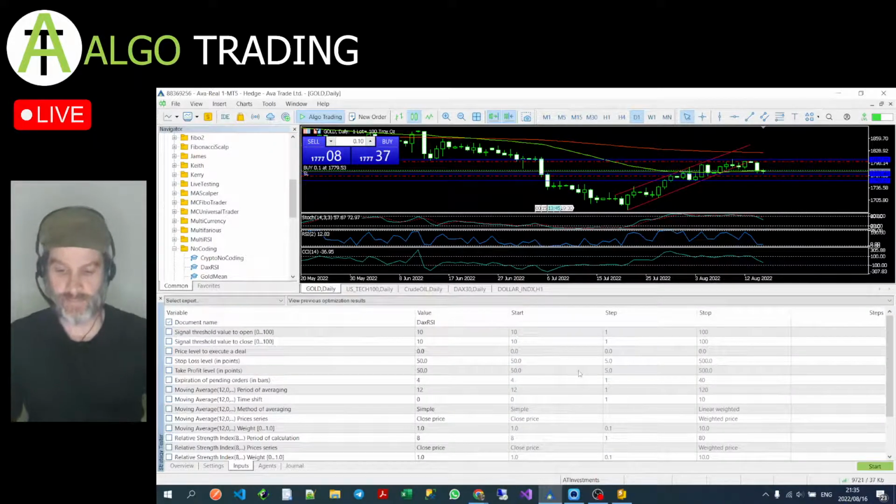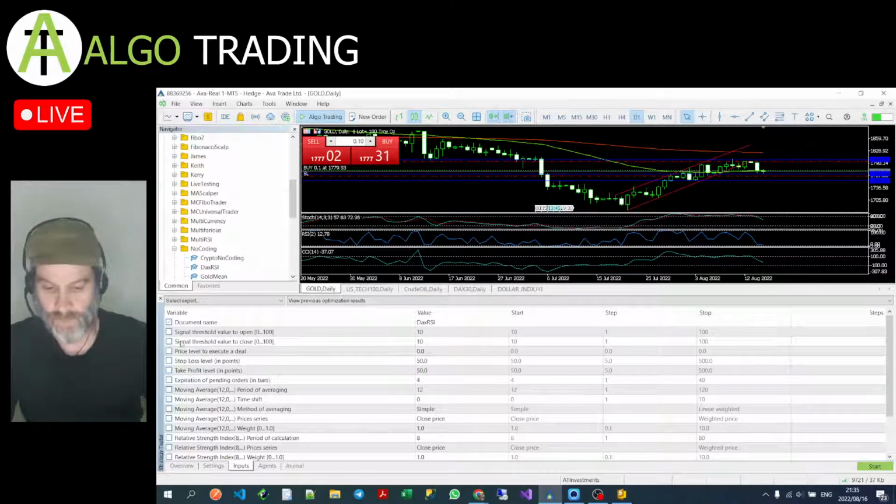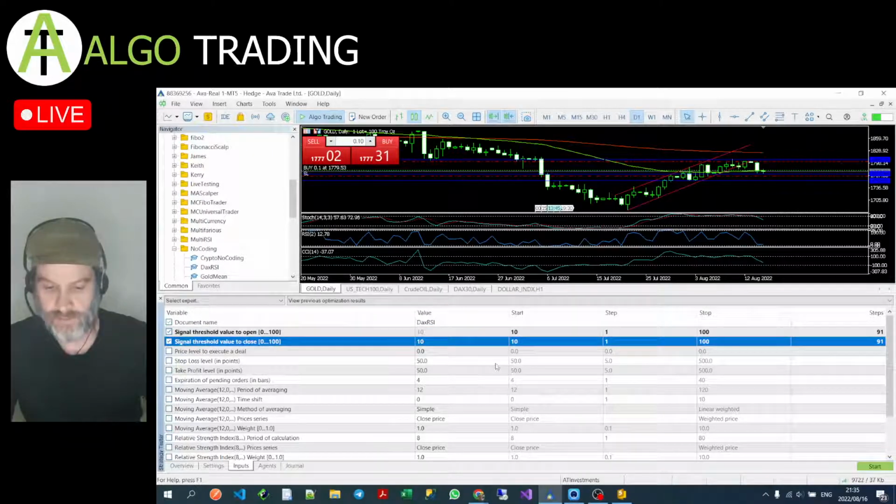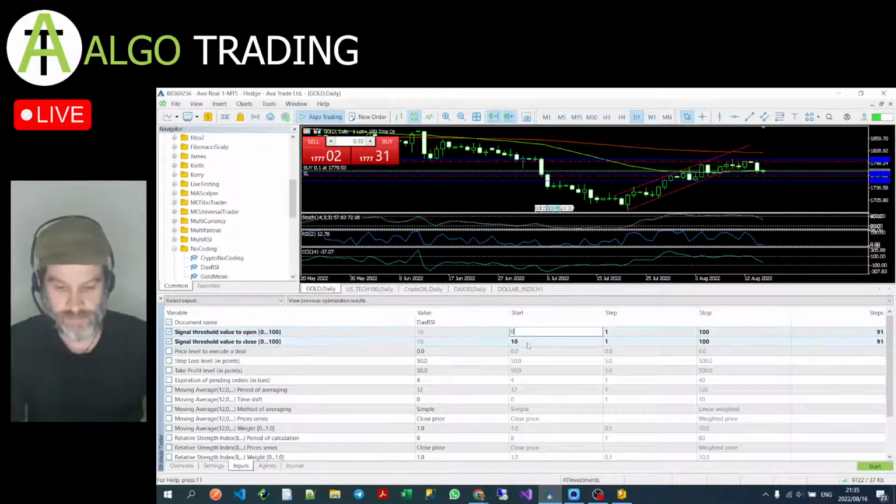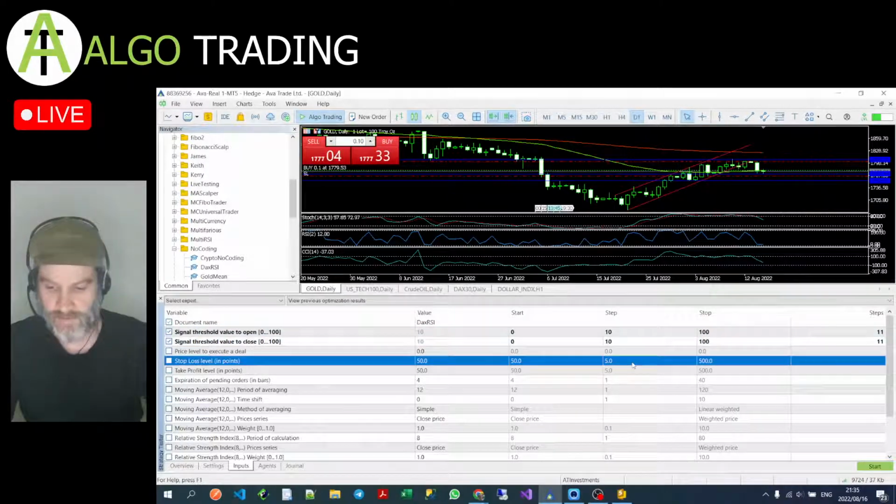Okay, so let's set the inputs. Okay, so thresholds, we're going to put that in. Still not really sure what that does, but let's go up in steps of 10, so we have fewer optimizations. Okay, price level to execute deal. We'll keep it as 0.